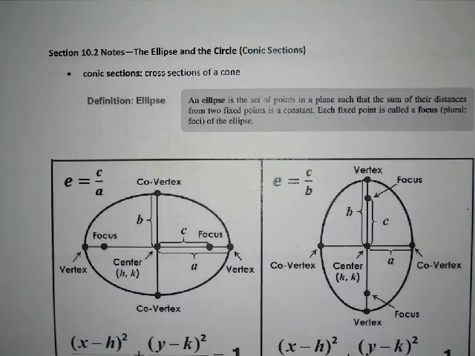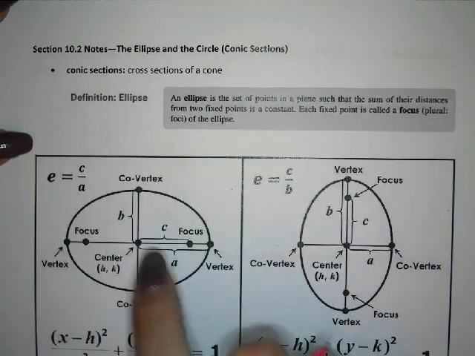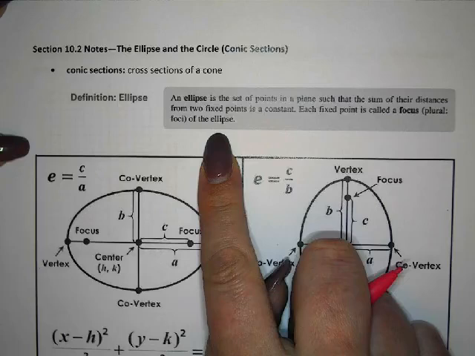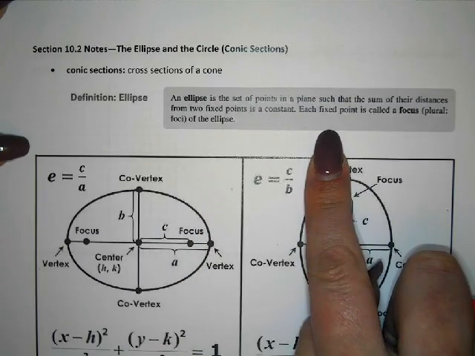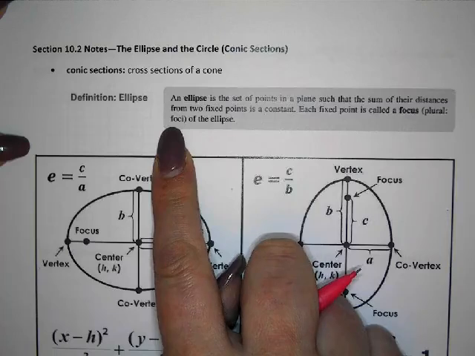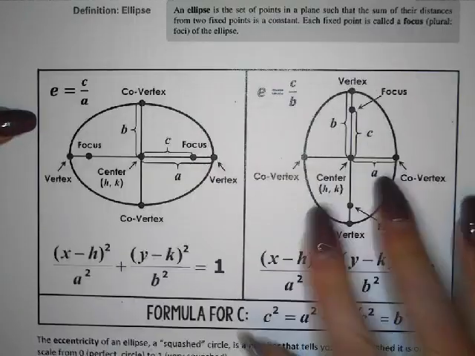This video is on section 10.2 notes, and the conic sections that we're going over today are the ellipse and the circle. So first, the definition of an ellipse. An ellipse is the set of points in a plane such that the sum of their distances from two fixed points is a constant. Each fixed point is called a focus. Plural is foci. So each fixed point is called a focus of the ellipse.